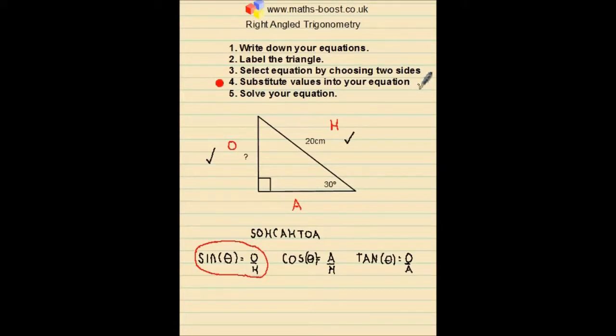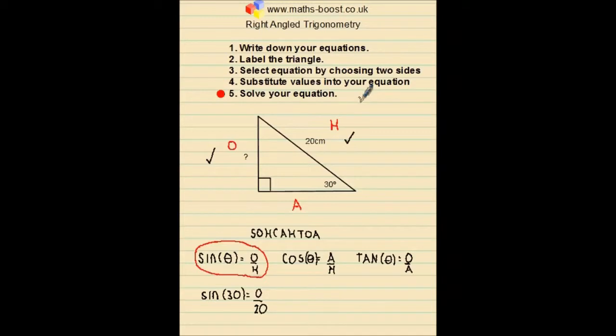Step 4, we substitute our values into the chosen equation. Now I need to point out that each equation here has three unknowns. This symbol here is called theta, and it's used to represent the angle in all three equations. The other two letters in each equation represent different sides. Now we know the size of the angle is 30 degrees, so we can write this in. Unfortunately, we don't know the length of the opposite side, so we have to leave the symbol O, but we do know the length of the hypotenuse, so we can substitute this value in.